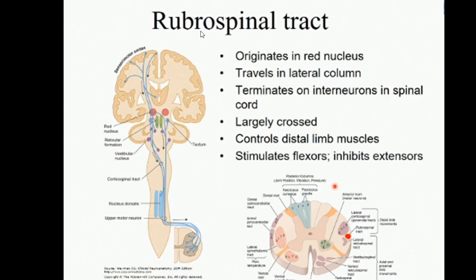Here you can see the rubrospinal tract, arising in the red nucleus of the midbrain. It originates in the red nucleus, travels in the lateral column, and terminates on the internuncial neurons in the spinal cord. It is largely a crossed tract. It controls the distal limb muscles. It stimulates flexors and inhibits the extensors.